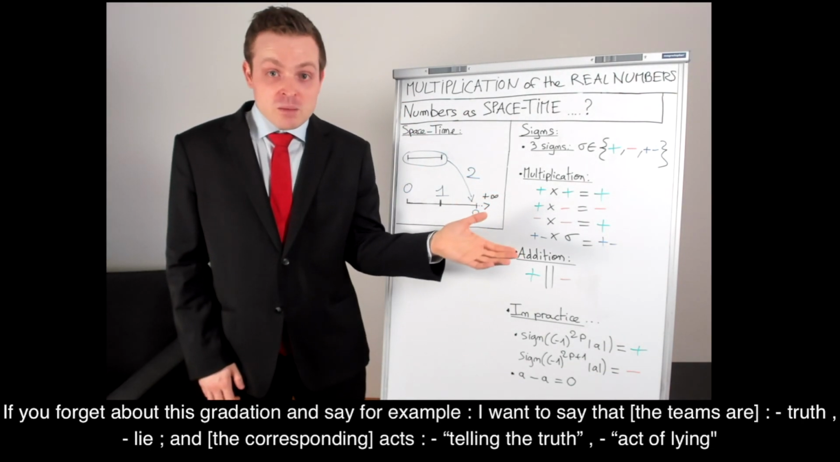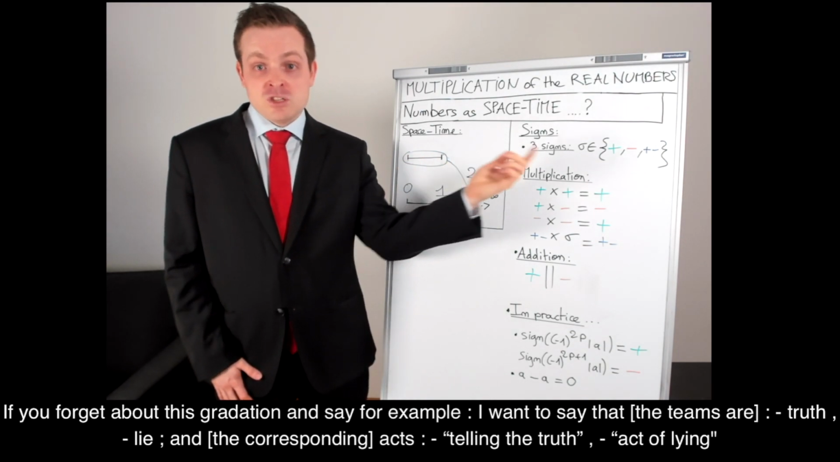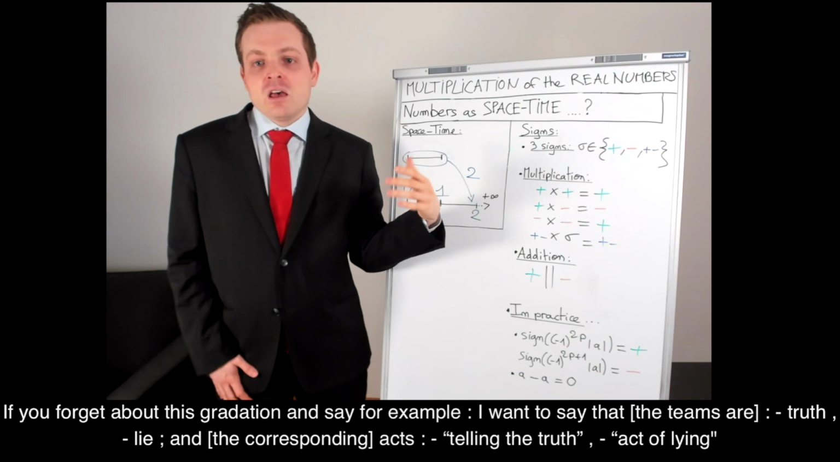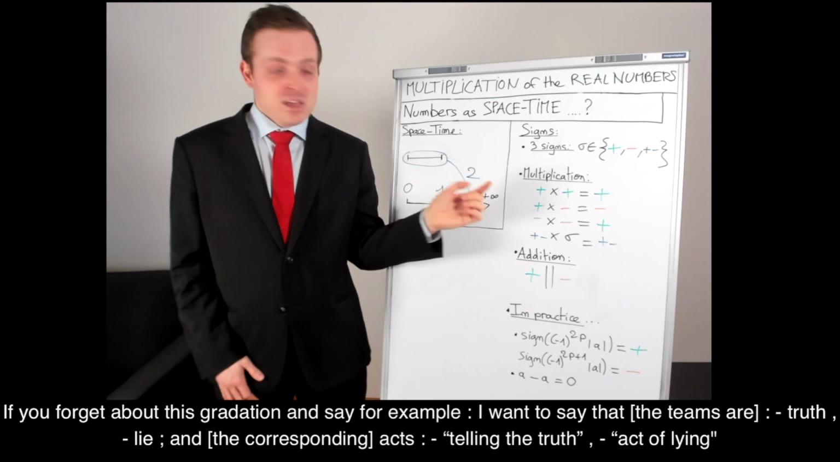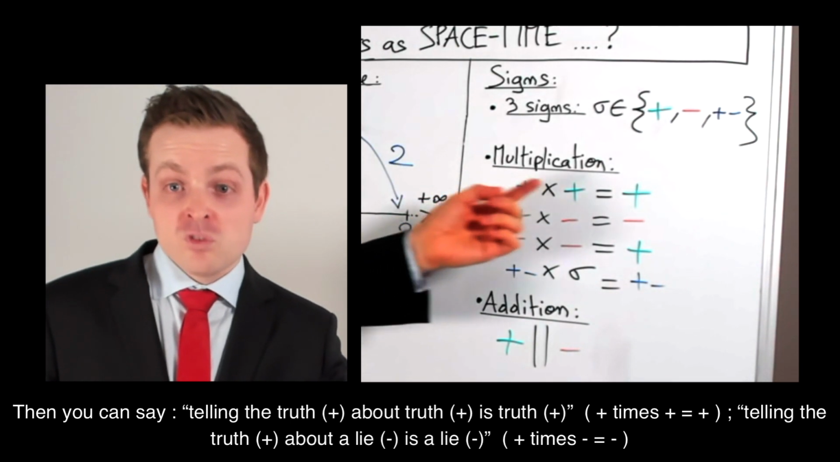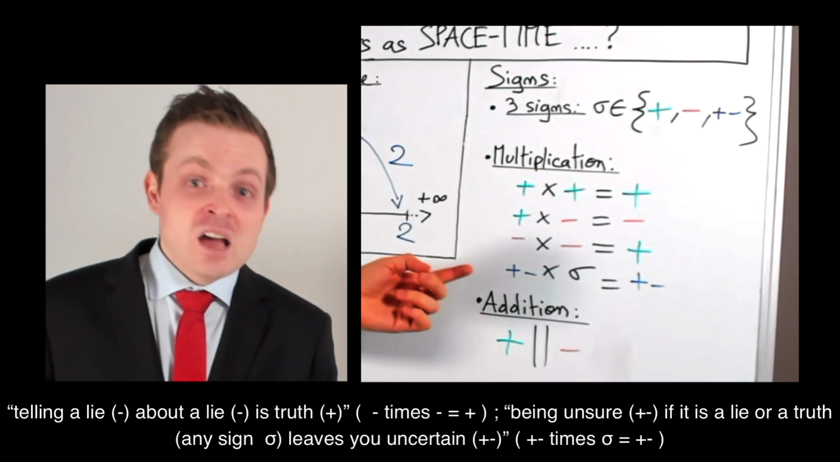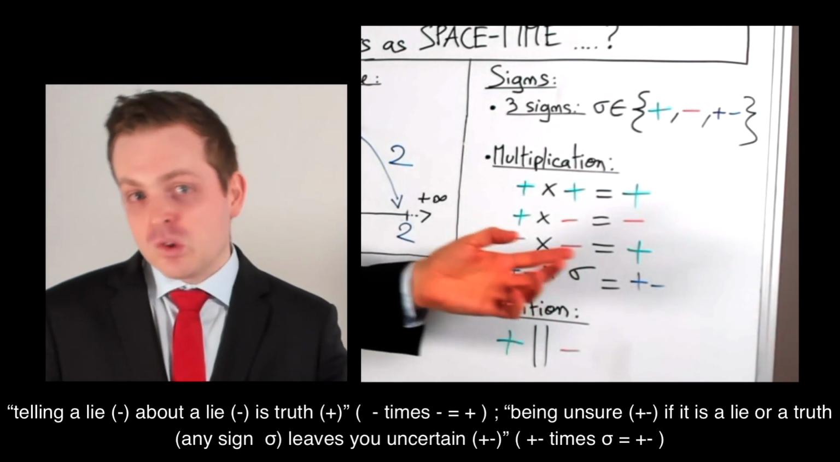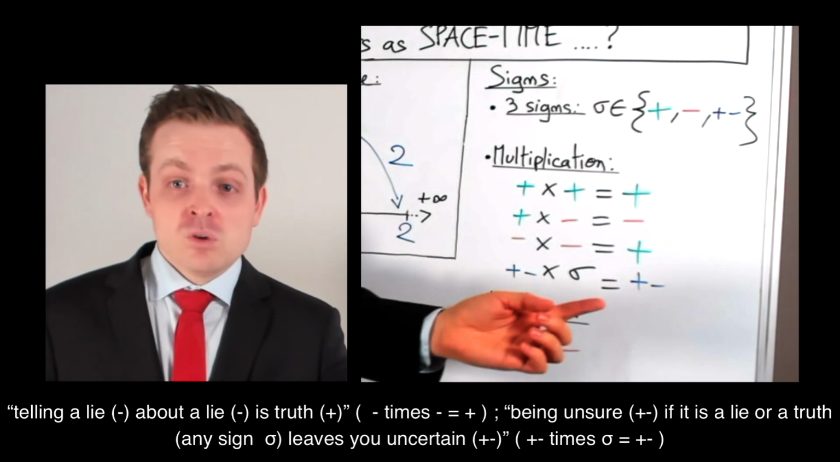If you forget about this gradation, and if you say, for example, I want to say that the teams are truth and lie, and you say the act of telling the truth, the act of lying, then you can say that telling the truth about truth is truth, telling the truth about a lie is a lie, telling a lie about a lie is truth, and maybe being unsure if it's a lie or truth leaves you uncertain.